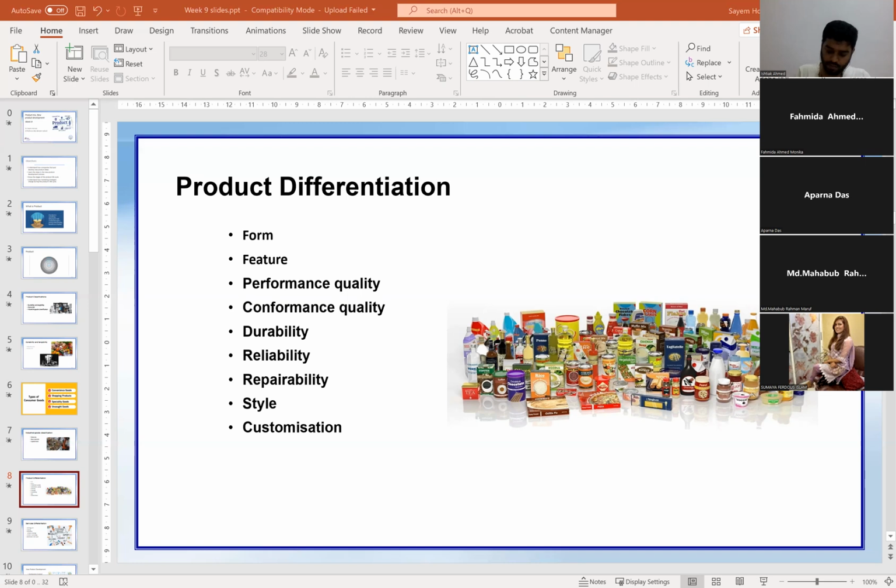So form, what is a form? Form refers to the size, shape, or physical structure of the product. Some products would be different from others. When you buy one type of food, it will be different from another type of food. A packed food is different from a fresh produce. If you buy a small car, it's different from a big truck or microbus or minibus. So these are called form, the form of the product. You can differentiate one product from another.